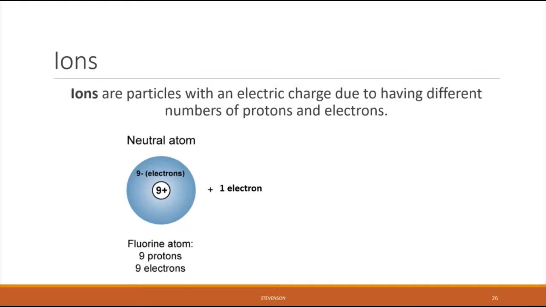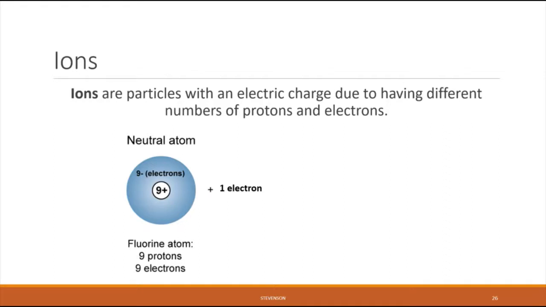And it turns out that, like the neutrons, electrons can also change. And when electrons change, the atom becomes an ion. An ion is defined as a particle with an electrical charge due to having a different number of protons compared to electrons. Atoms are defined as being electrically neutral, meaning that they should have the same number of protons in their nucleus as they have electrons in their orbitals.